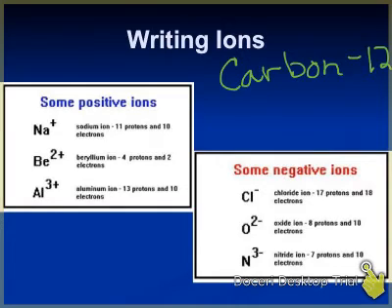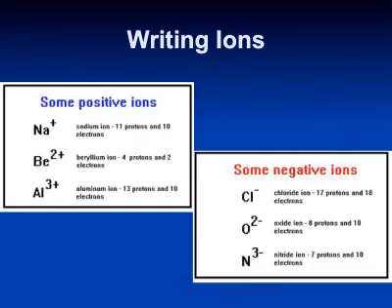To write ions, you simply write the symbol and then the charge. So this is an ion. Okay, that's how you write ions. But now we're going to talk about symbols.